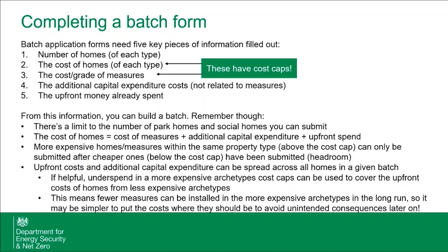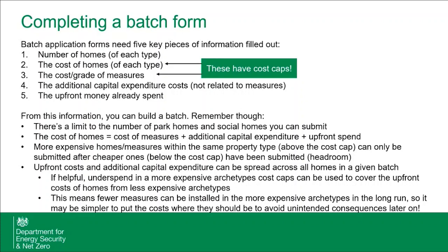The most expensive homes or measures within the same property type, i.e. above the cost cap, can only be submitted after cheaper ones, i.e. those below the cost cap, have been submitted. That would mean that you would have built up headroom, which means that you can then exceed a cost cap. Upfront costs and additional capital expenditure can be spread across all homes in a given batch.